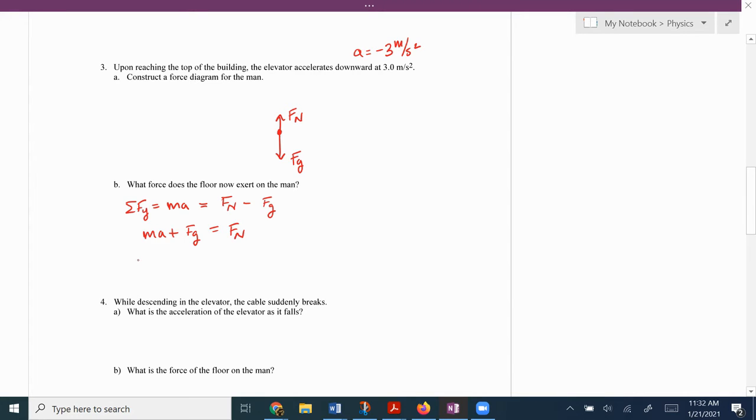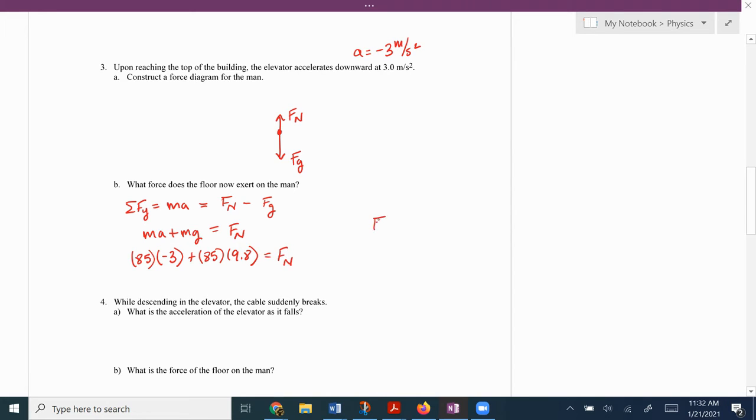In this case, M is, hang on, I'm going to change that to mg. So we've got our 85 kilogram person and our acceleration. Now here's the trick: it's -3 meters per second squared because it's accelerating downwards. So then we have 85 times 9.8 there.